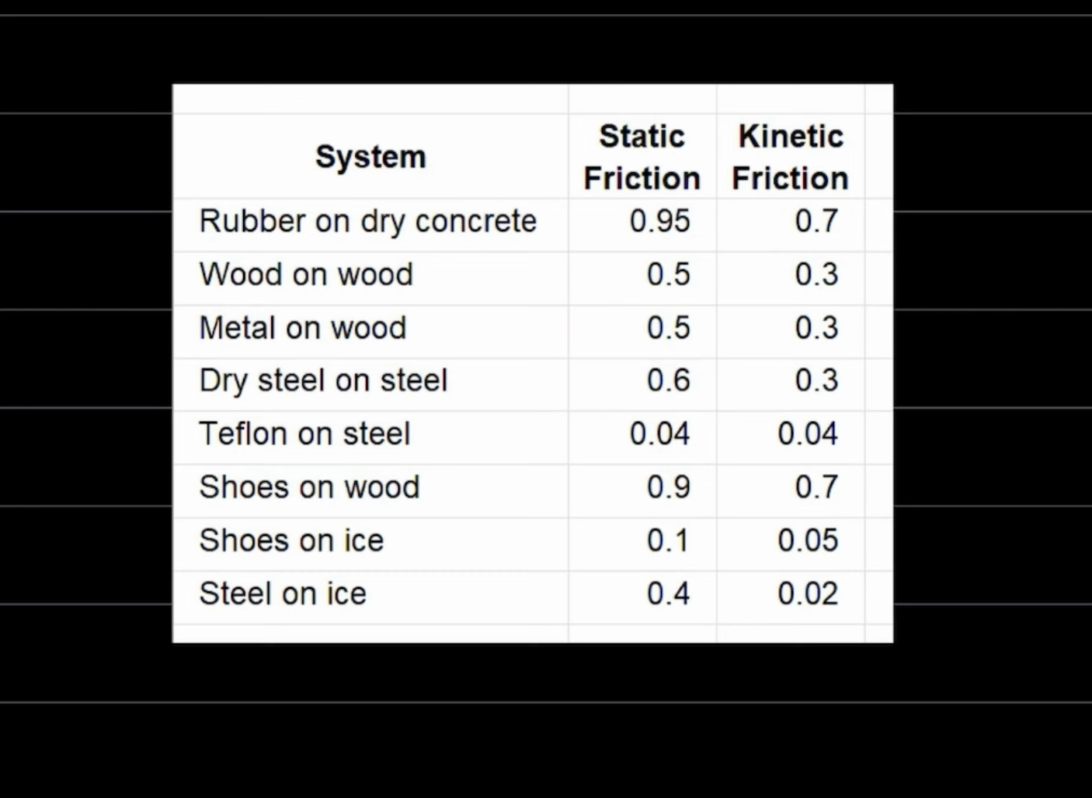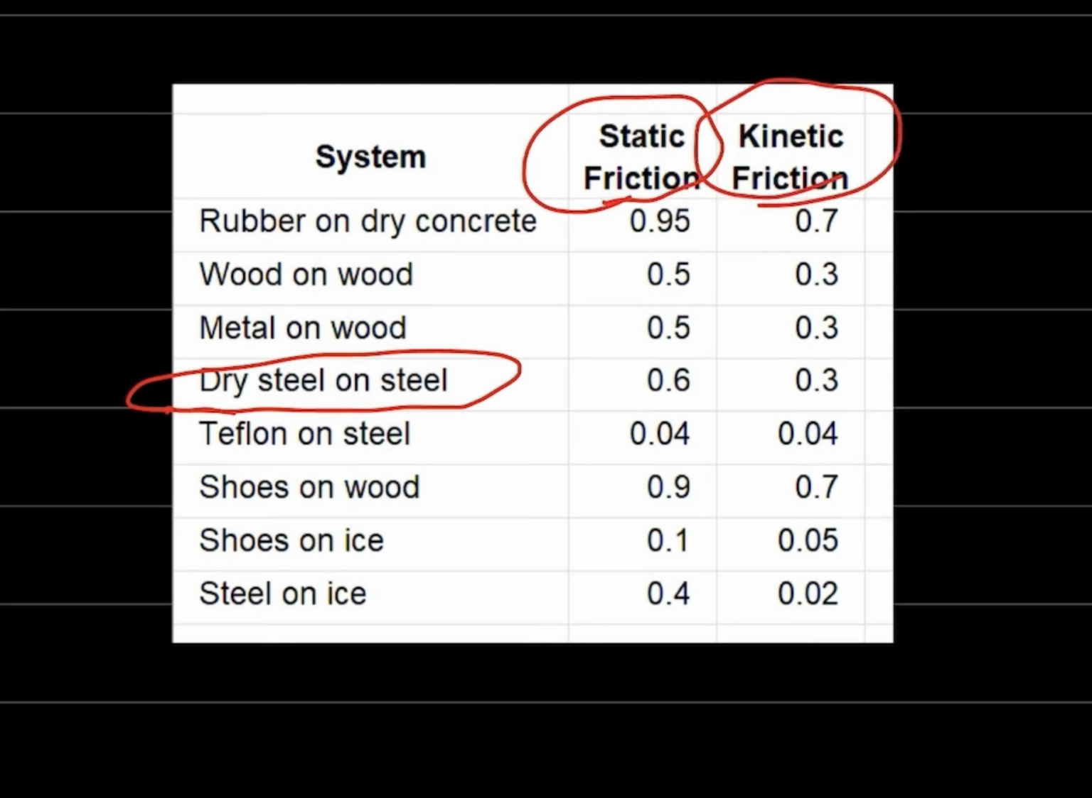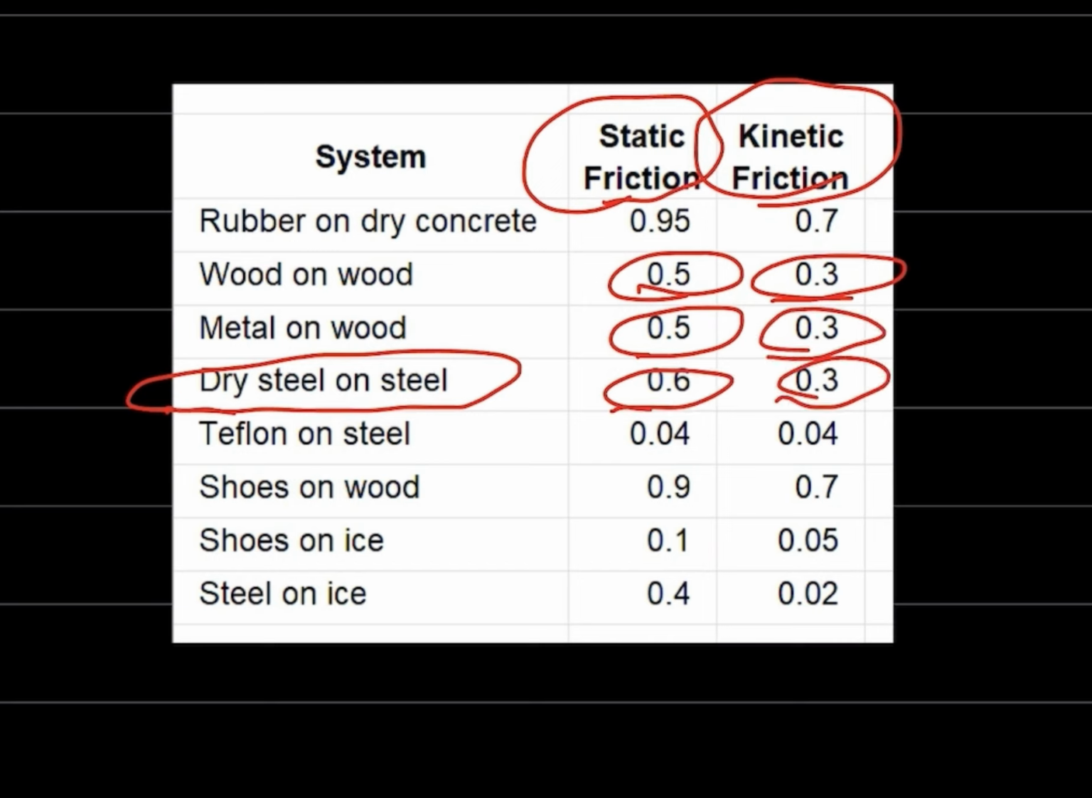Let's take a look at a couple of coefficients of friction. In this chart on the left, we have what two surfaces are moving against each other. And on the right, we have the coefficient of static friction and the coefficient of kinetic friction. We've said that the coefficient of static friction is typically larger than the coefficient of kinetic friction. And we see that all up and down this table. The coefficient of static friction is high when you expect there to be a lot of friction, shoes on wood, rubber on dry concrete. And when you expect there to not be much friction, it's very small.